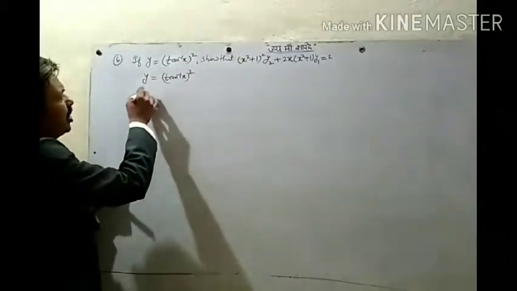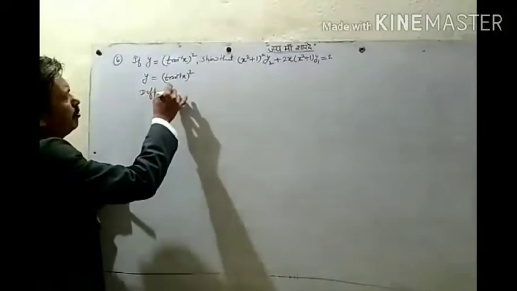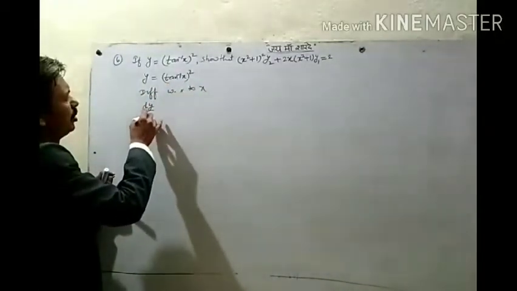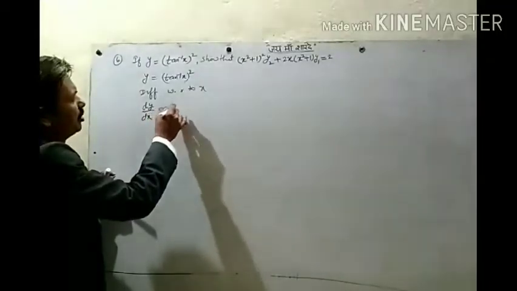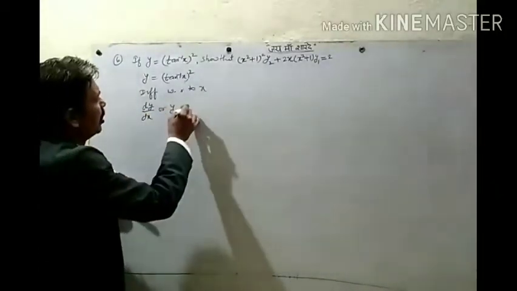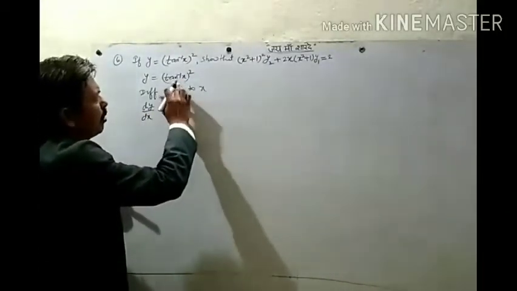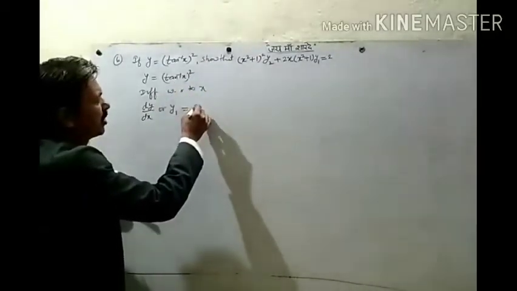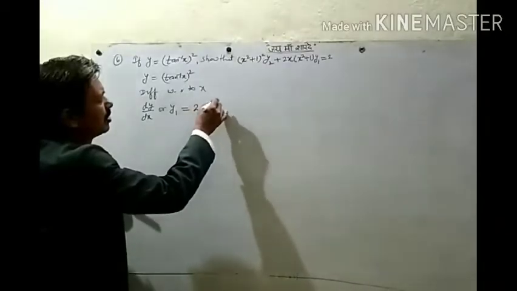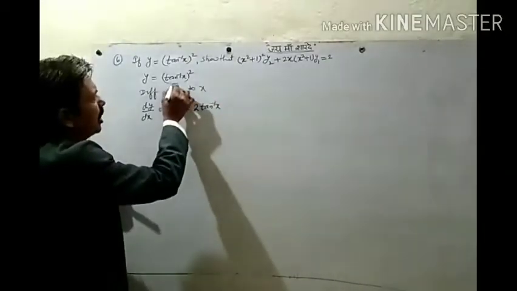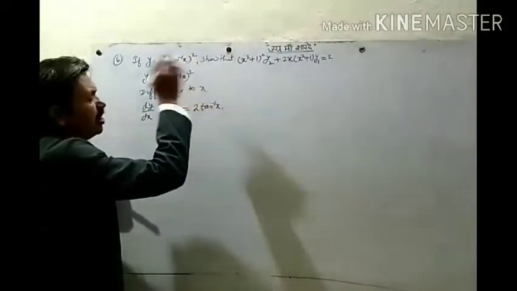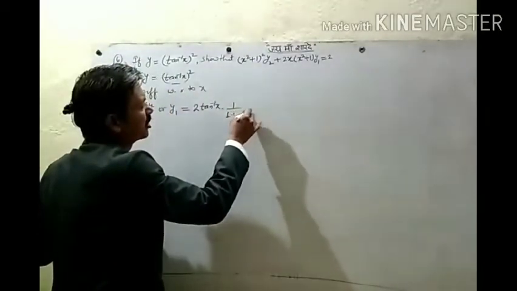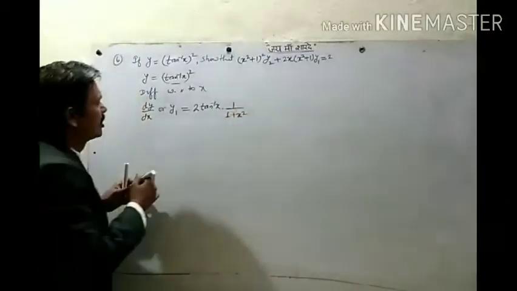Now if you differentiate with respect to x, then you get dy by dx, or you can write y1. So it is in the form of x square. So derivative of x square is 2x, means 2 tan inverse x, but it is not actually x. So again differentiate tan inverse x, and derivative of tan inverse x is 1 upon 1 plus x square. This is our y1.